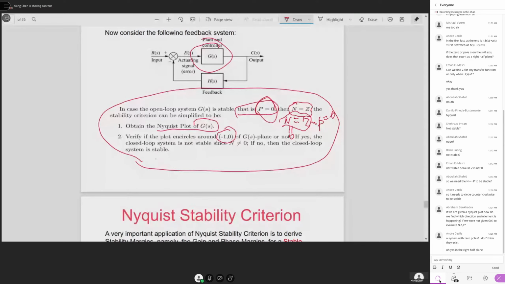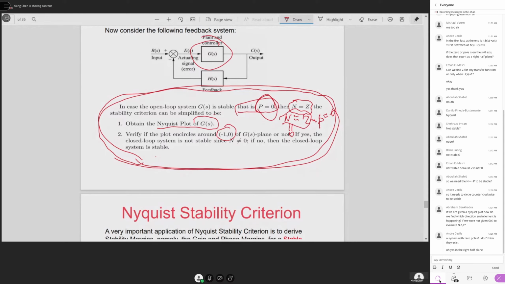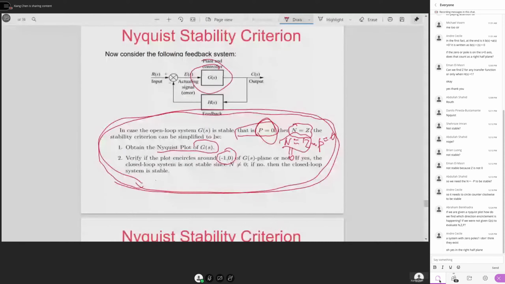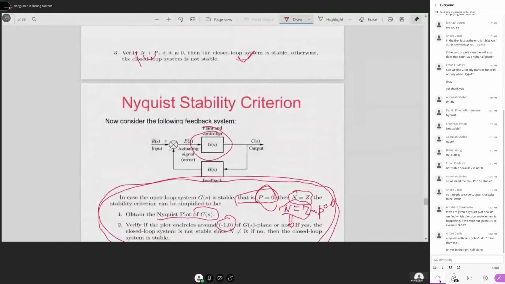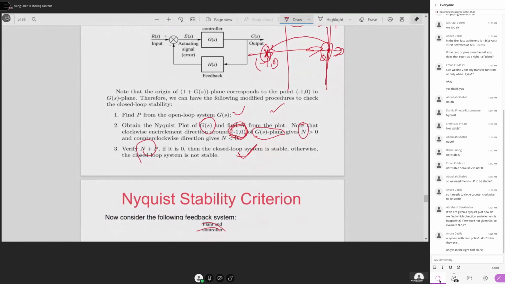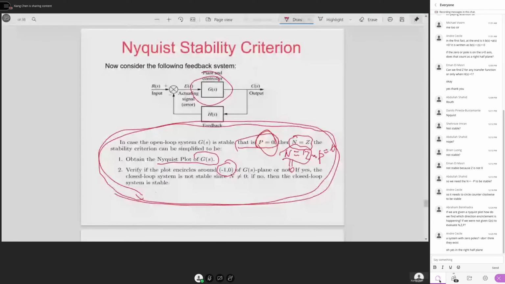Like what I said, because most of the physical systems are stable. So this is in practice. It is actually the simplified Nyquist stability criterion applied very broadly. But it's okay, both cases you can still use the general case. It doesn't matter. The only difference is whether P is equal to 0 or not equal to 0. So either way is fine.